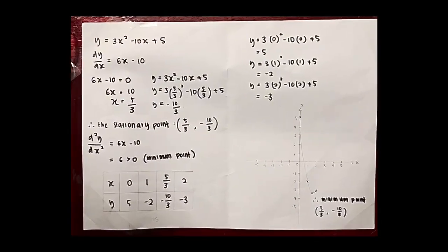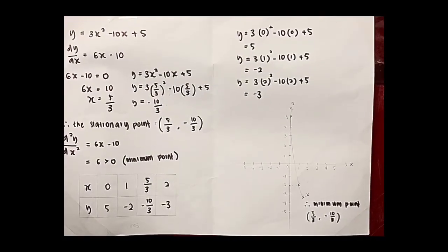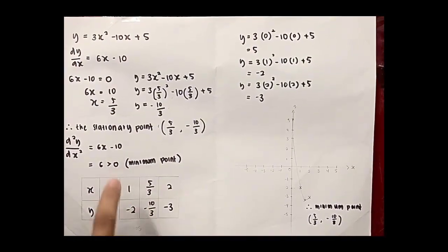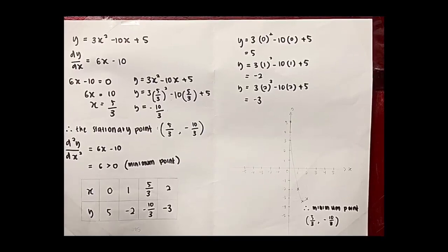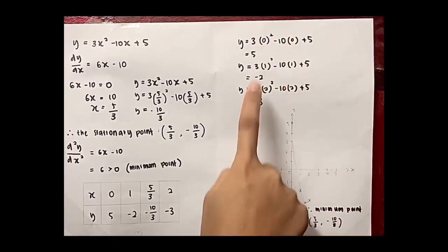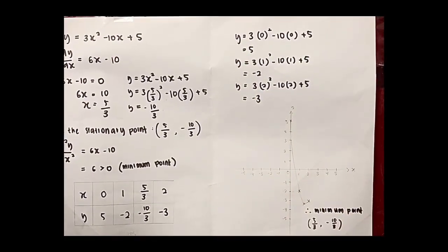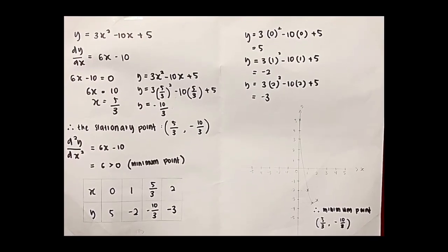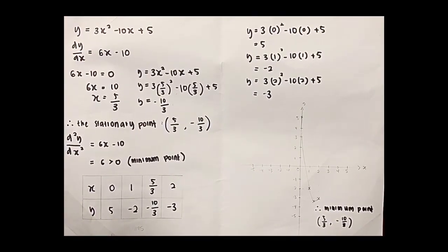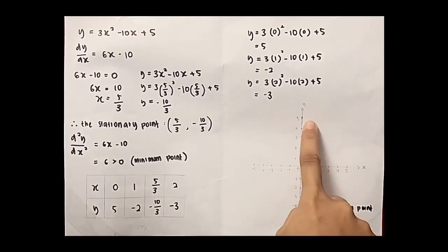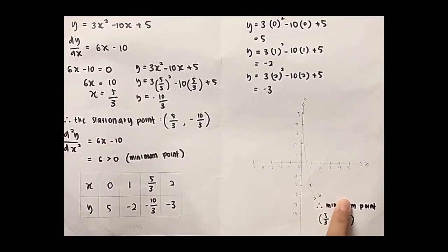As you guys can see, before we sketch the graph and plot the points, we should find the values of y from x. So we should replace x with numbers, which I put here in ascending order. So y is equal to 5, y is equal to negative 2, and y is equal to negative 3. We sketch the graph after that based on our calculation, and then we plot the points in the graph in the order shown in the table.